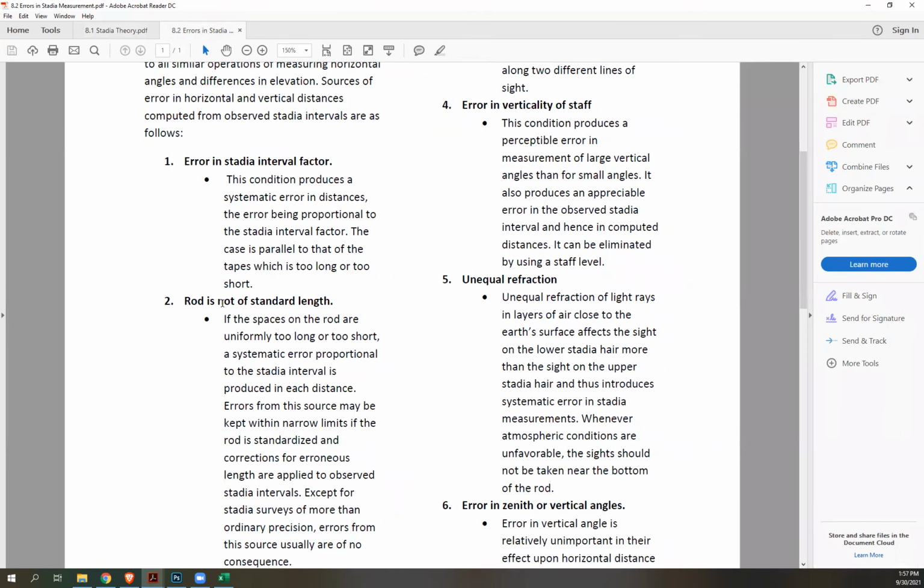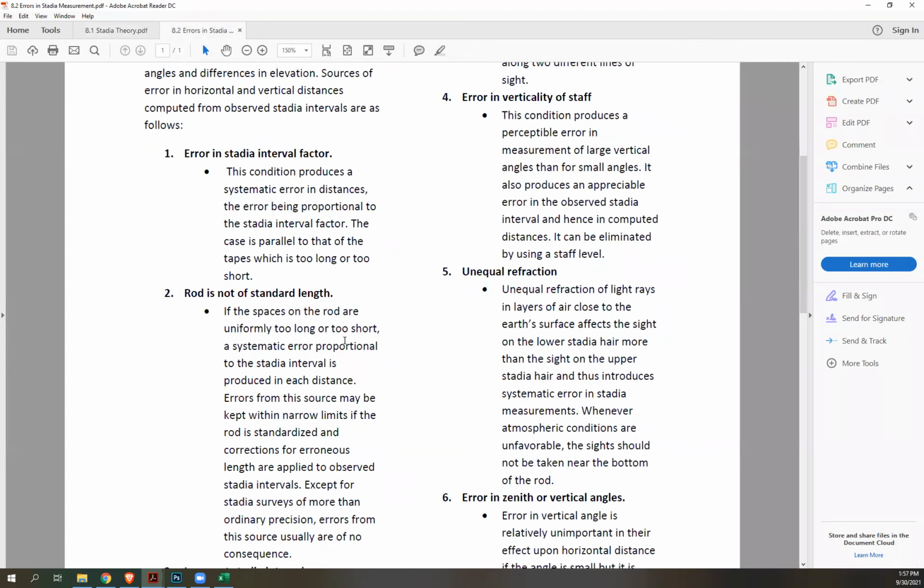The next type of error is rod is not of standard length. So if the spaces on the rod are uniformly too long or too short, a systematic error proportional to the stadia interval is produced in each distance. Recall, in your previous fieldworks, you've already seen what the gradation or division on a leveling staff, or leveling rod, is. So if your rod is too short, the divisions will be inaccurate as well, so your readings will be inaccurate as a consequence.